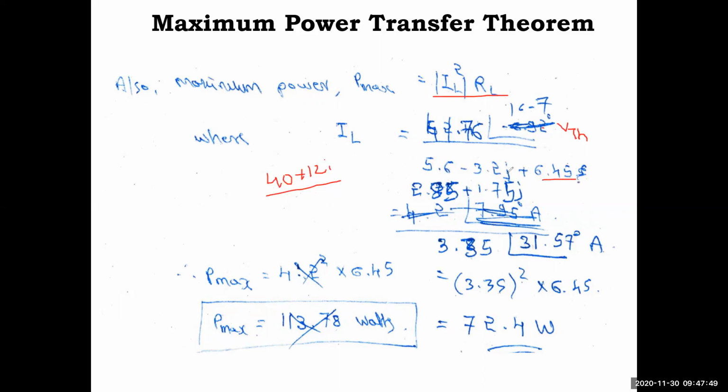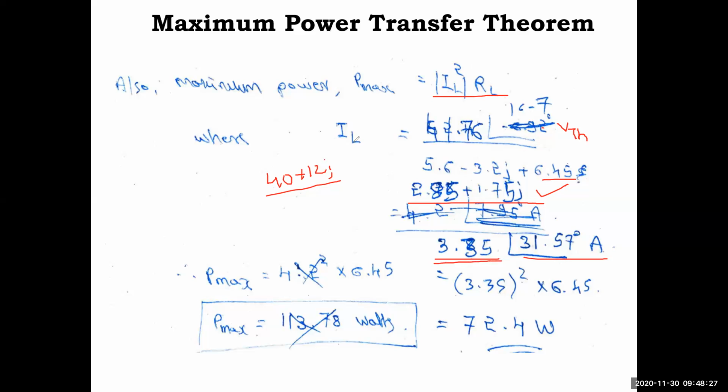Add the 5.6 and RL, these are real parts, so add them. Take the ratio in the calculator itself in complex mode: 40 plus 12j divided by 5.6 minus 3.2j plus 6.45. Use the calculator, it will give you the answer 2.85 plus 1.75j. This is the answer in j form. When you convert this into angle form, you will get 3.35 at an angle 31.57 degrees amps. This magnitude, 3.35, is what we want. Only that we can note down for power.